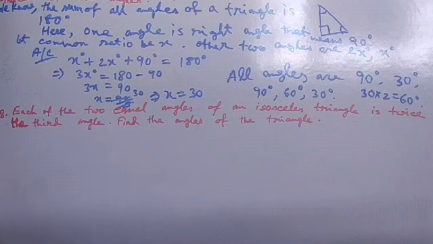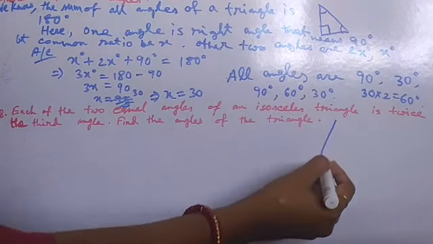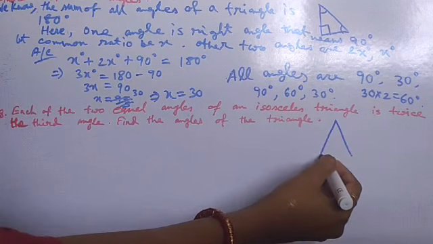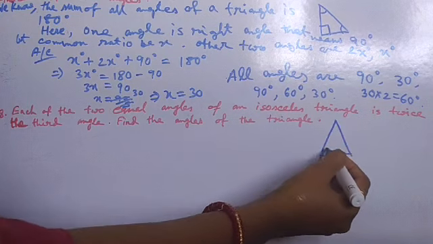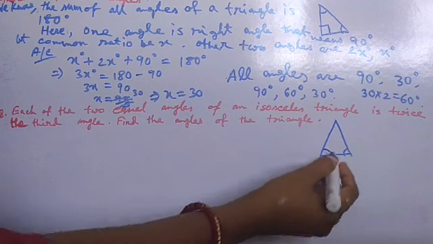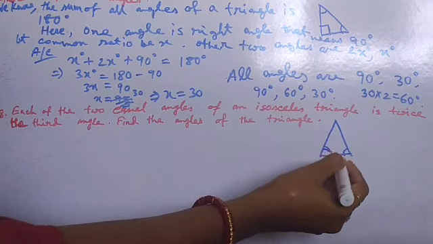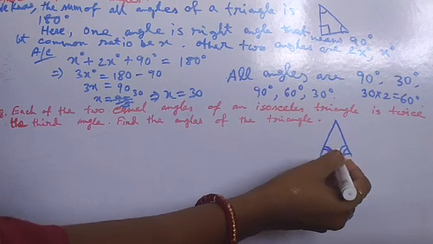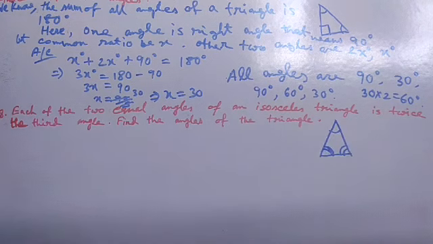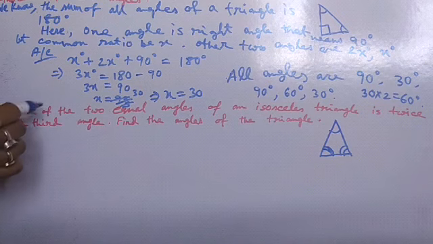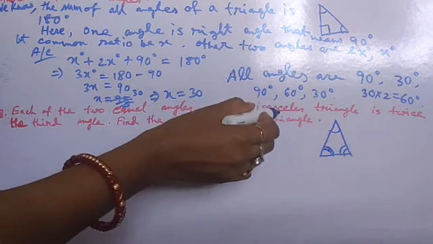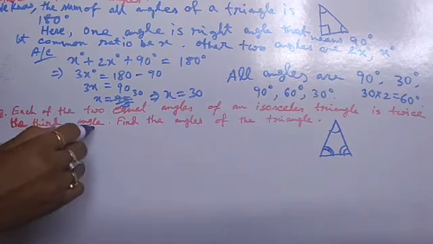Now question number 8. Each of the two equal angles of an isosceles triangle is twice the third angle. Find the angles of the triangle. So isosceles triangle, that means two angles are equal. Suppose these angles are equal. So here it is given each of the two equal angles of an isosceles triangle is twice the third angle.